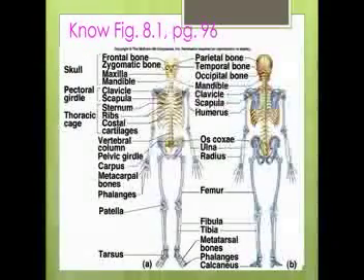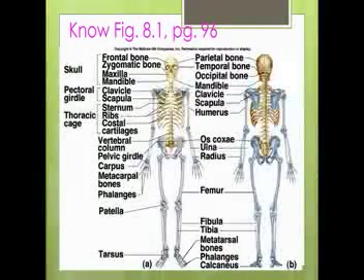This is an image from your text, and this is going to be the first image where you're going to have to start mastering and memorizing and be able to not only identify by bone, but also by picture. So both picture and bone, the various names of all of these parts, the various names of all these bones in the human body.